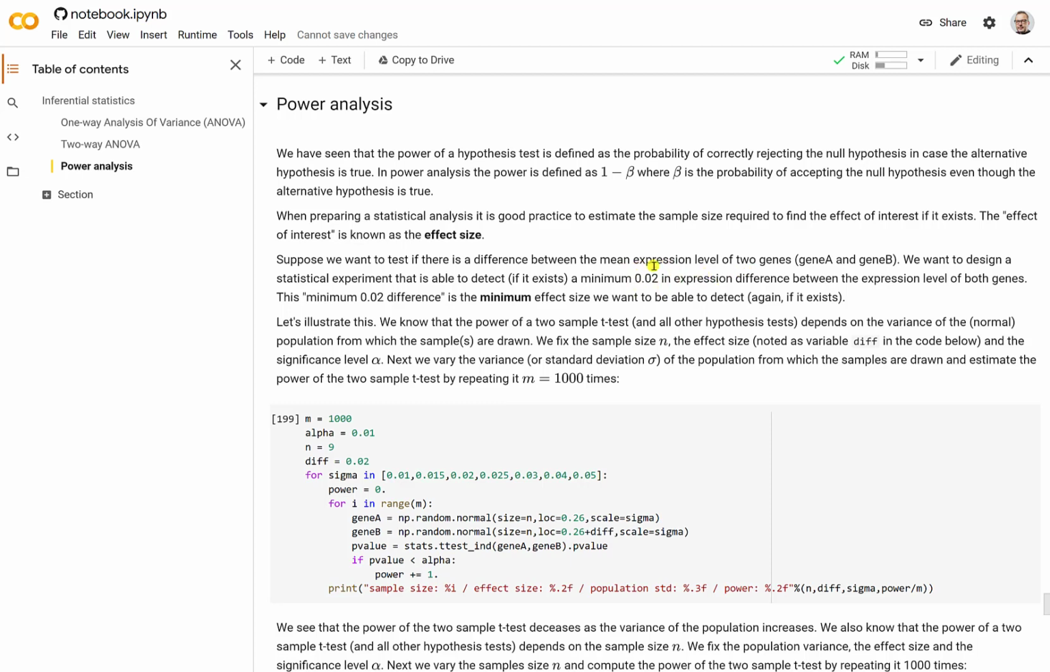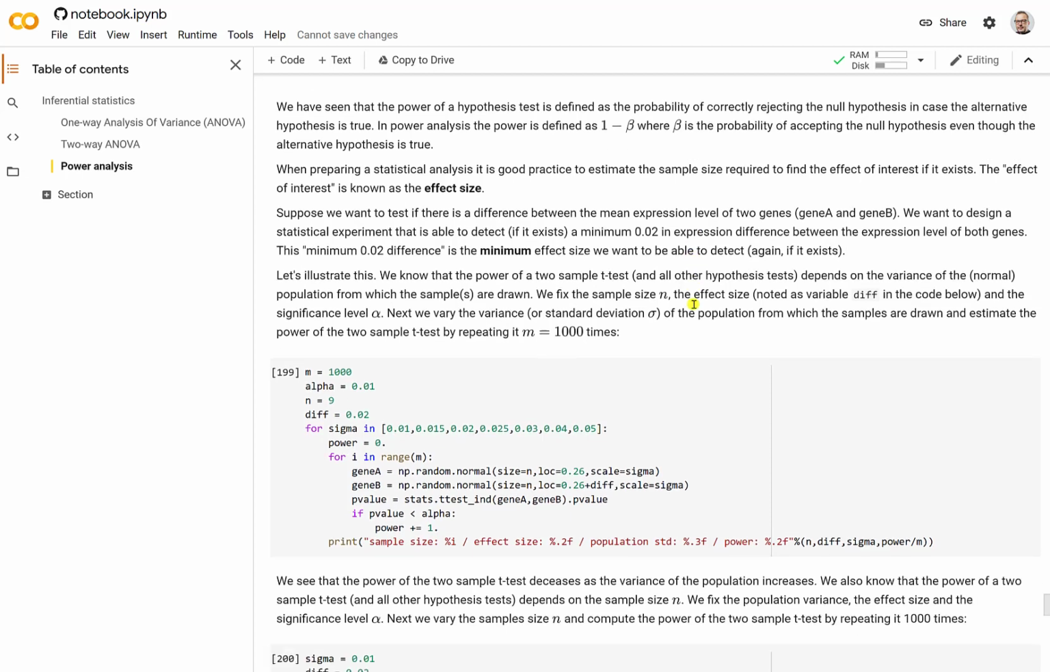So we want to design a statistical experiment such that, if there exists a difference between gene A and gene B, a mean expression level difference between those two genes of 0.02 or higher, then we want to be able to detect that, to be able to call that difference significant. And so the question we're asking ourselves is, how many samples do I need to do that?